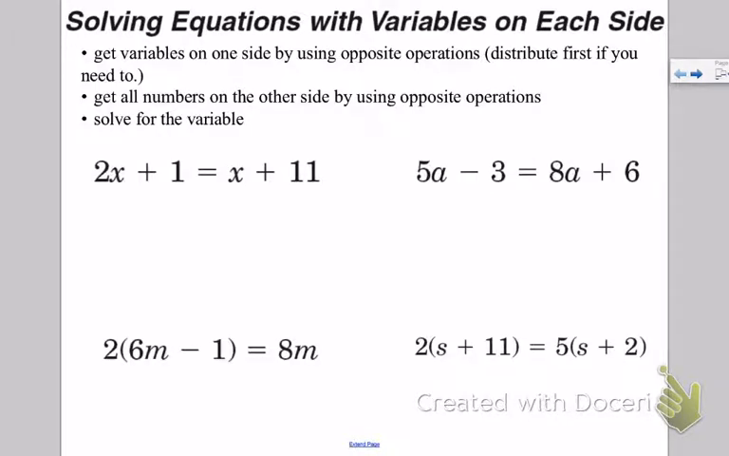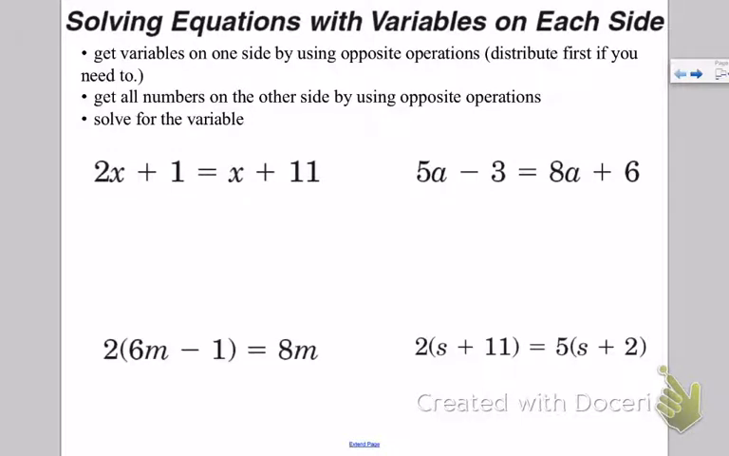If you look at the 3 bullets at the top, it gives you pointers of what to do when you have an equation that has variable on both sides. Looking at the first example, we have a 2x on the left and an x on the right. So this is set up a little bit differently than what we're used to seeing.